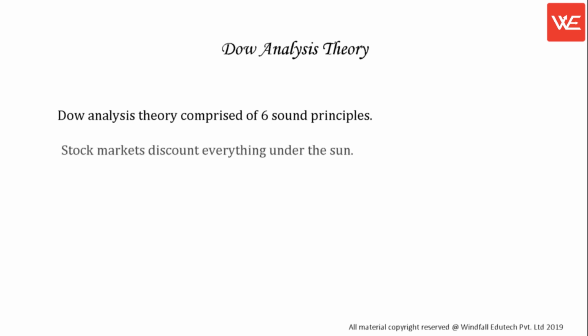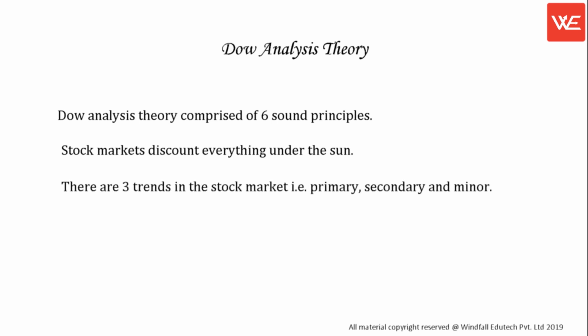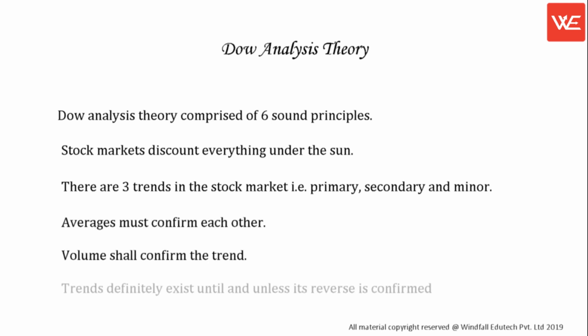The stock market discounts everything under the sun. There are 3 trends in the stock market, i.e., primary, secondary and minor. Averages must confirm each other. Volume shall confirm the trend. Trends definitely exist until and unless their reversal is confirmed.